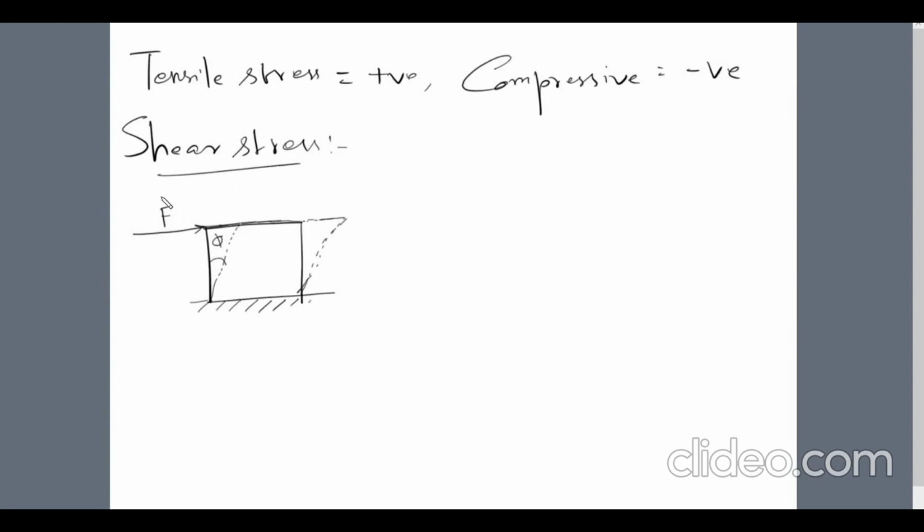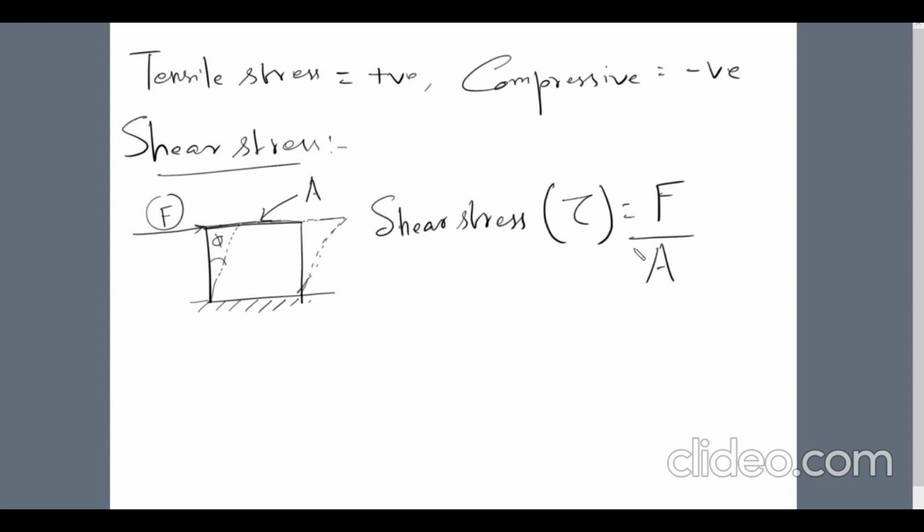In this case, this force F is acting on the area A. Now this A is not necessarily the area of cross section. This A is the area on which the shear force F is acting tangentially. In this case, the shear stress that will be developed in the body, and it is denoted by tau, is equal to F divided by area.